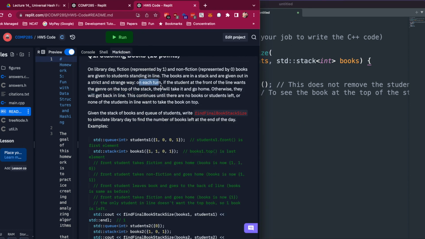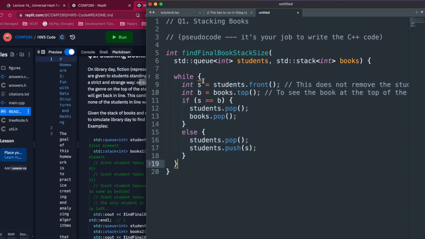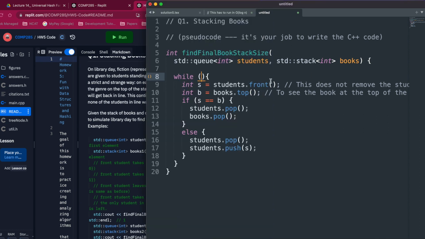It says on each turn, so essentially that tells you this is going to be wrapped in some sort of loop structure. We're going to do it for a while, and the question is how long do we do it? Well, it does tell you. They will take it and go home, otherwise they will get back in line. So this continues until there are no books or students left. So while students.size is bigger than 0 and books.size is bigger than 0, while these people are still left, then we'll do this.